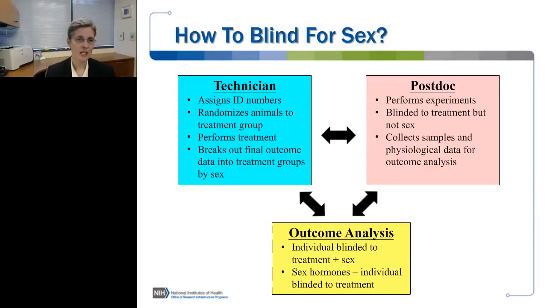Many times the data would be analyzed and then handed back to a third person who would actually break out the data relative to the code for the different experimental groups. So again, you can be creative in how you approach blinding for sex depending on your model and the questions that you're asking.